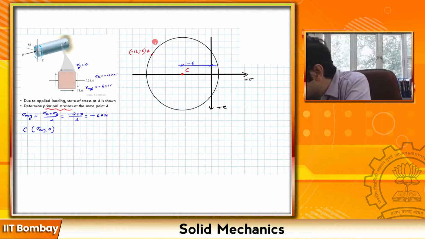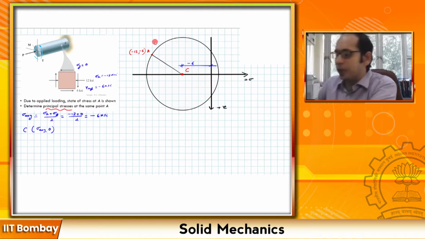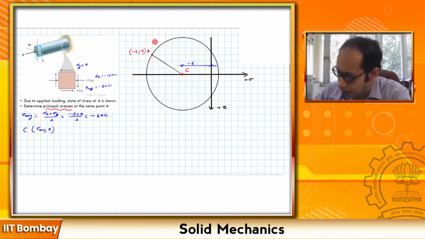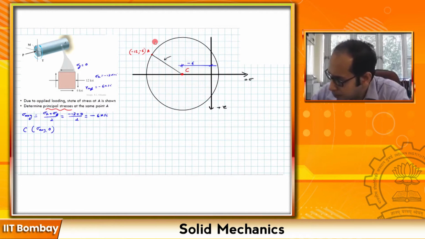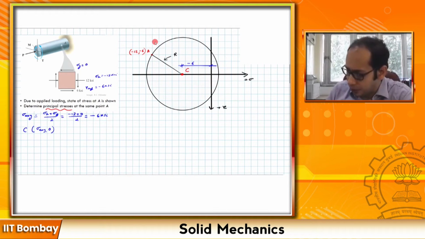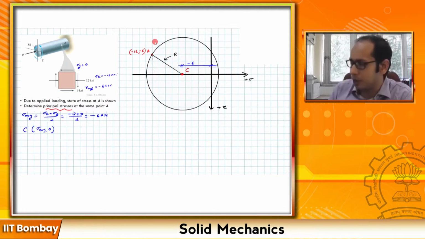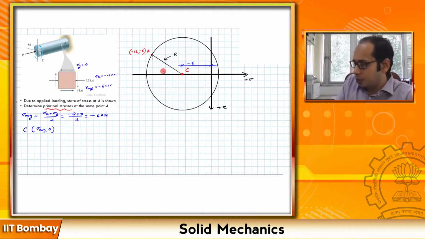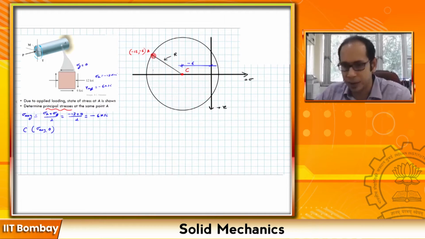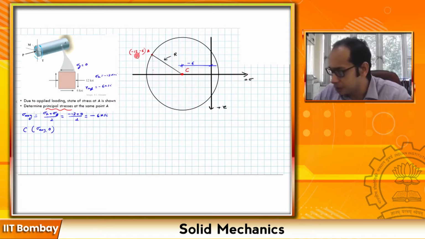So I have joined the points C and A, and this is my radius R. The value of R you can easily compute using this triangle that we have over here. For this triangle, I know that this particular height is 6, and this distance is going to be, this minus 12 that you see, from here to here.